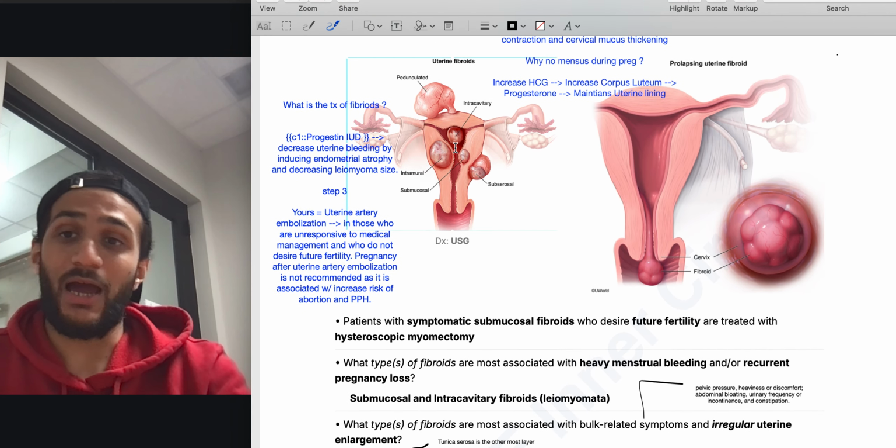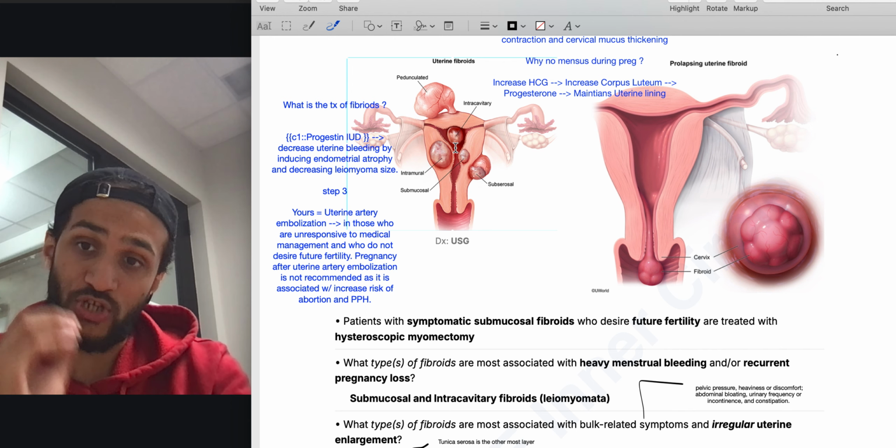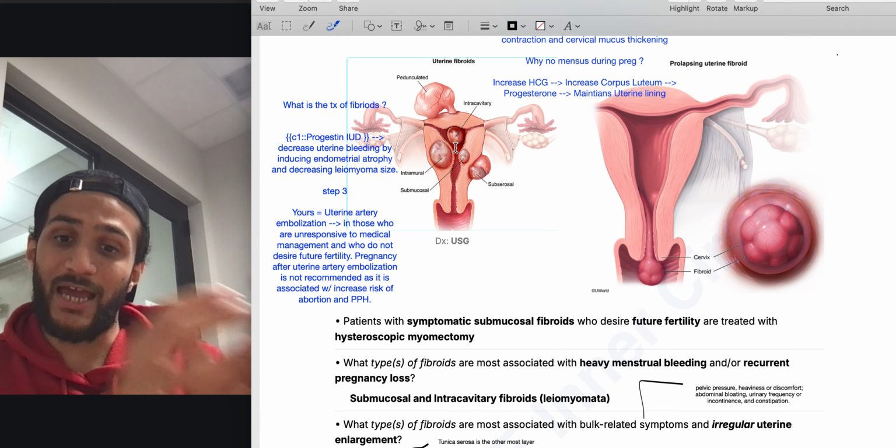I just wanted to say that I also came over a question: what is the treatment for fibroids? And the answer was progesterone IUDs. Progesterone is very good to antagonize the effects of estrogen.